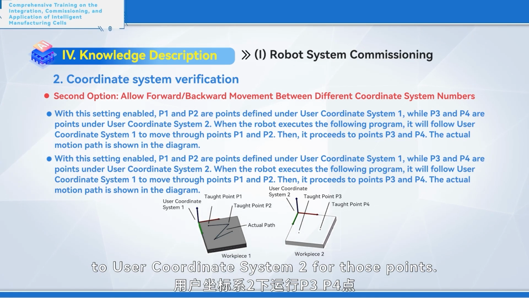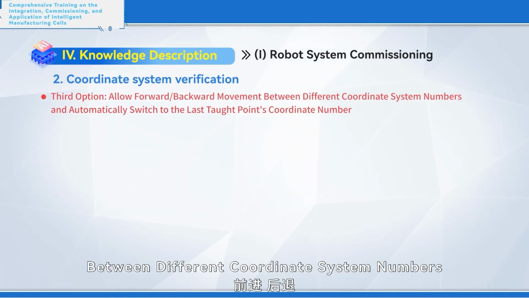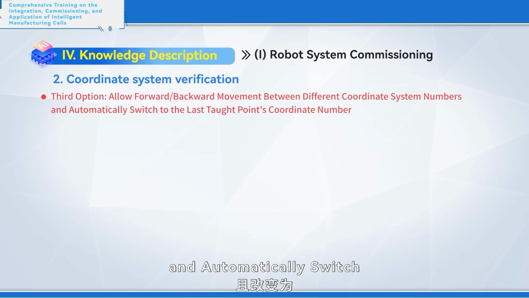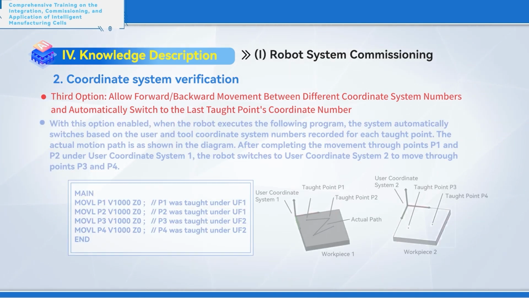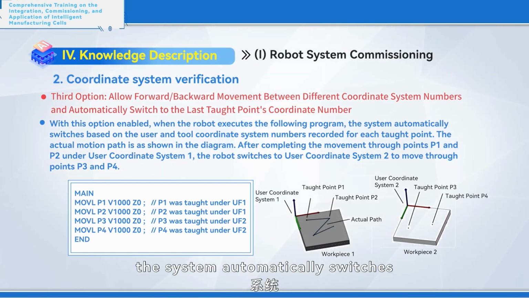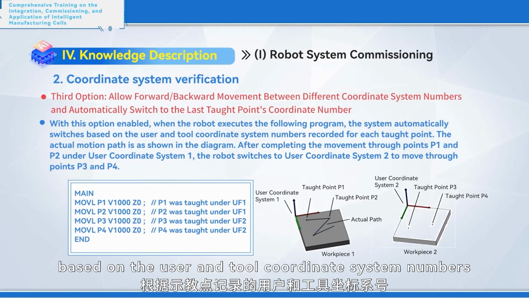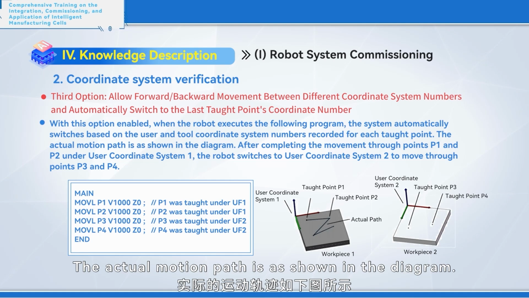Third option: allow forward and backward movement between different coordinate system numbers and automatically switch to the last top point's coordinate number. With this option enabled, when the robot executes the following program, the system automatically switches based on the user and tool coordinate system numbers recorded for each top point. The actual motion path is as shown in the diagram.